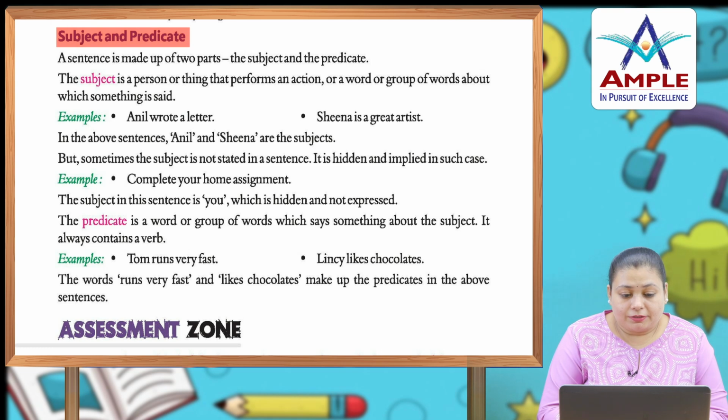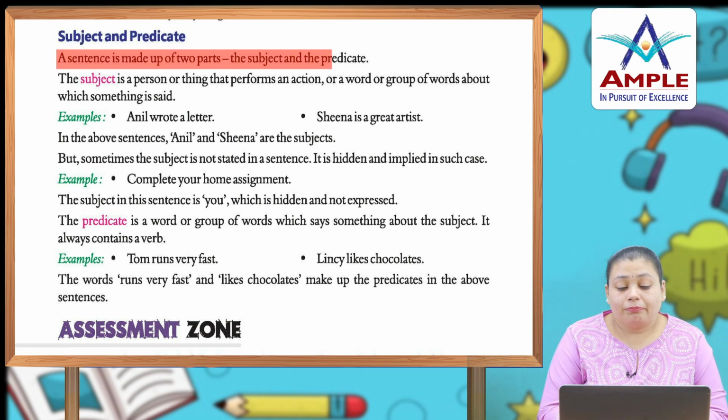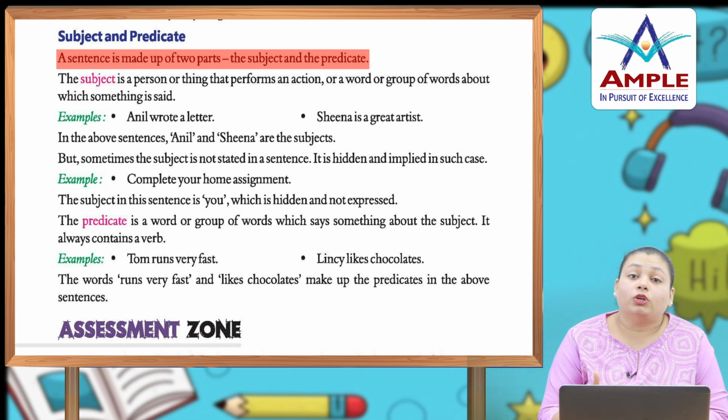Subject and predicate. A sentence is made up of two parts, the subject and the predicate. So what is a subject? Subject means a person, or someone we are talking about. And what is a predicate? What we are saying about that particular subject is called the predicate. So subject and predicate are two parts, and when we connect both of them, it becomes a sentence.